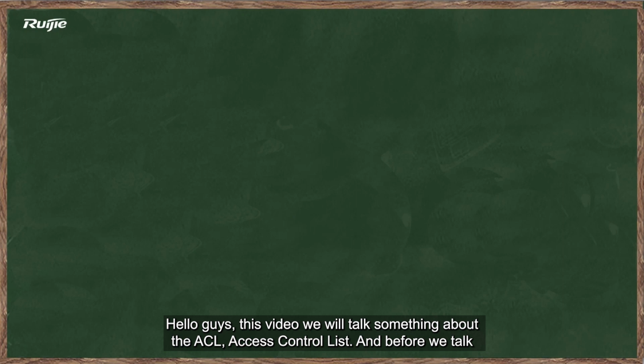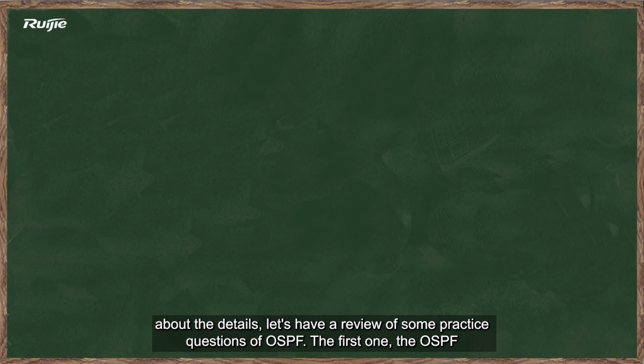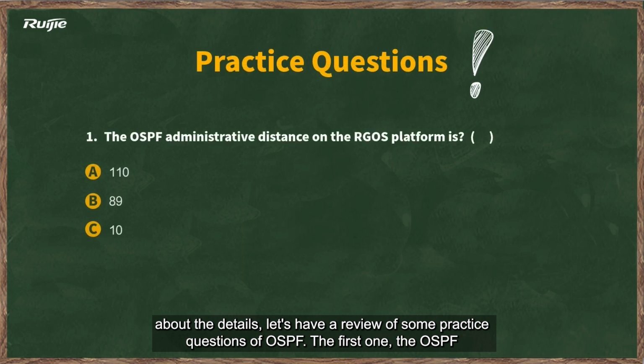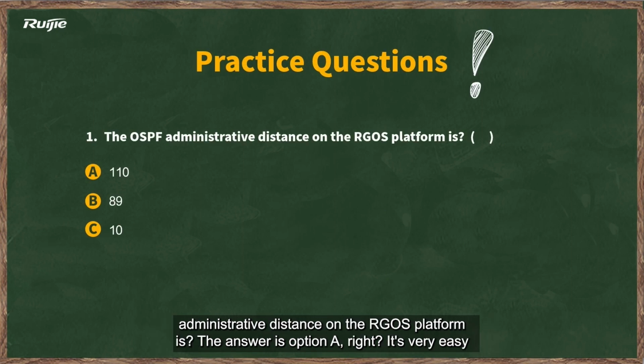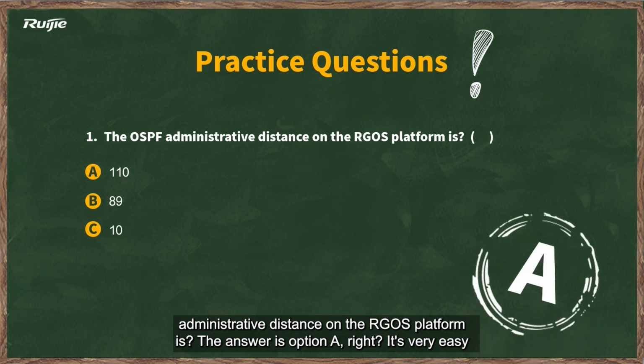Hello guys, this video we will talk about the ACL, Access Control List. And before we talk about the detail, let's review some practice questions of OSPF. The first one, the OSPF administrative distance on the RGOS platform is, the answer is option A, right?